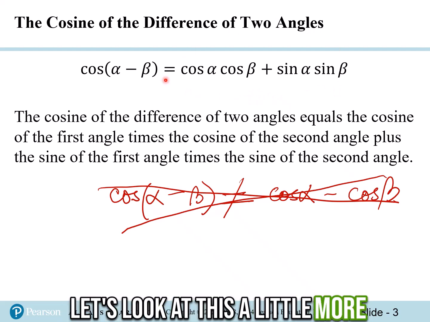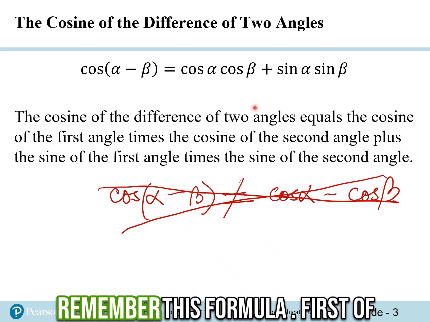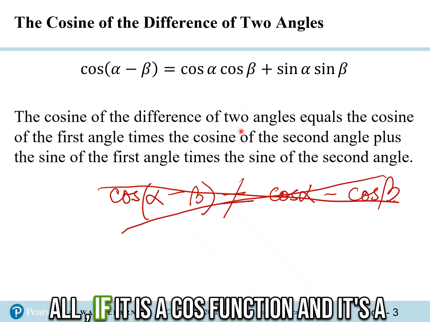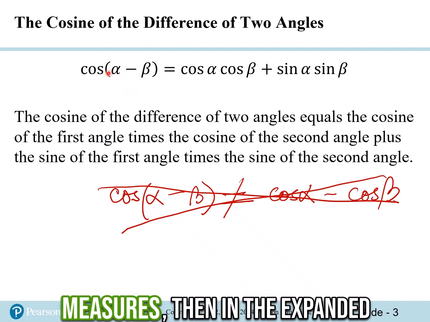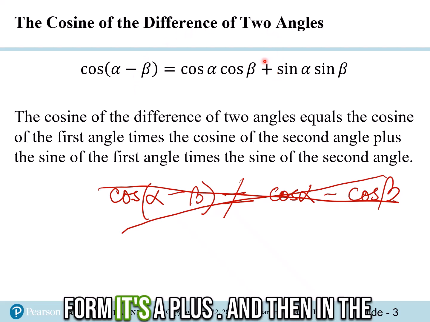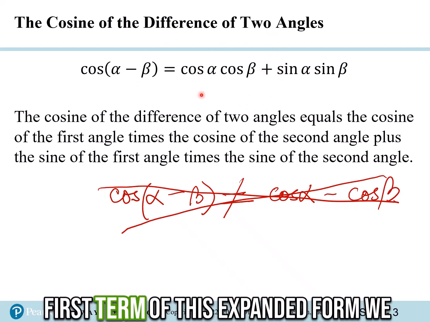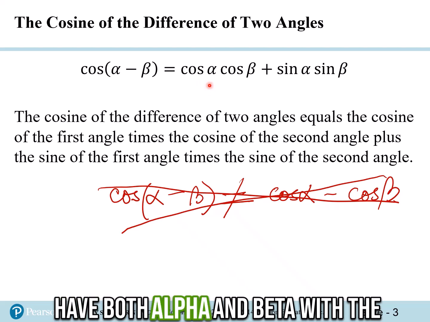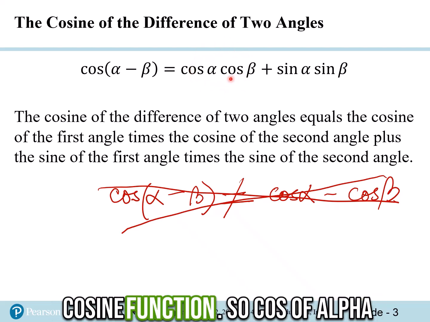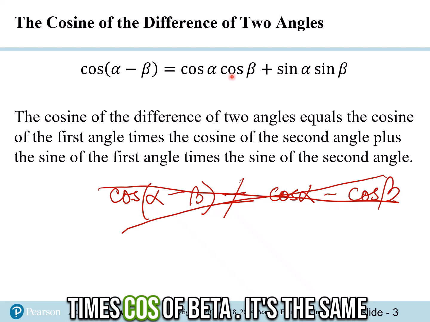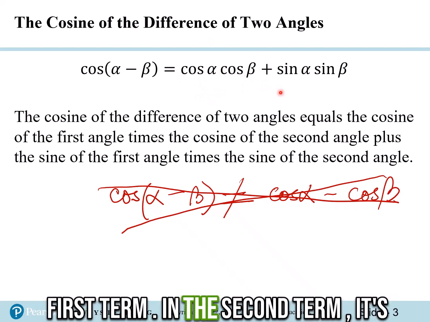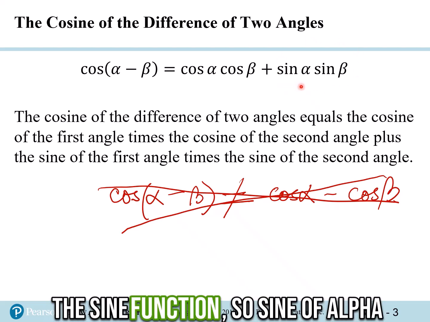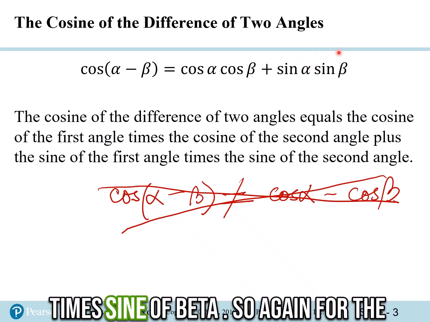Let's look at this a little more closely, which will help us to remember this formula. First of all, if it is a cos function and it's a difference, that means if we have a minus between the two angle measures, then in the expanded form, it's a plus. And then in the first term of this expanded form, we have both alpha and beta with the cosine function. So cos of alpha times cos of beta. It's the same trigonometric function, cosine, in the first term. In the second term, it's the sine function, so sine of alpha times sine of beta.